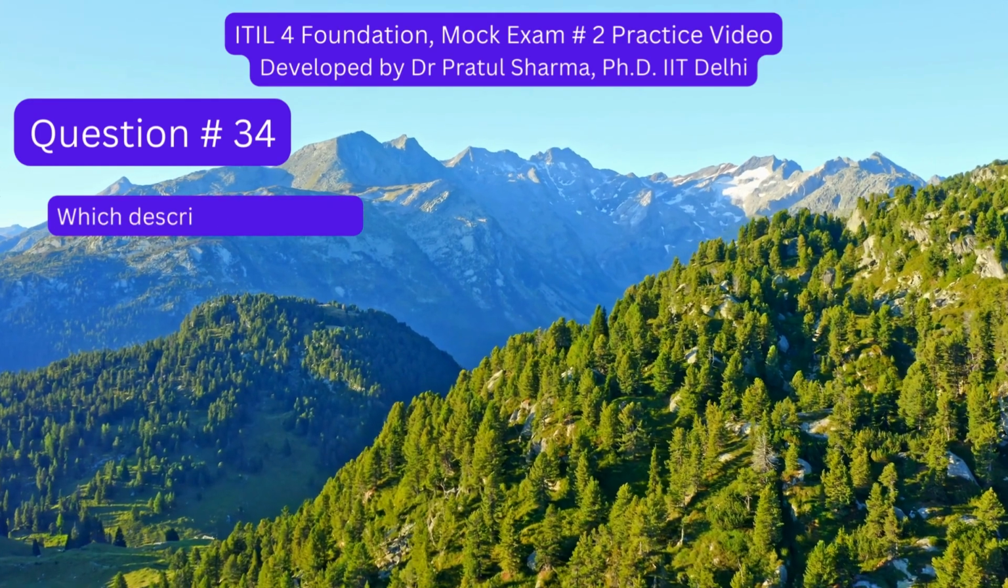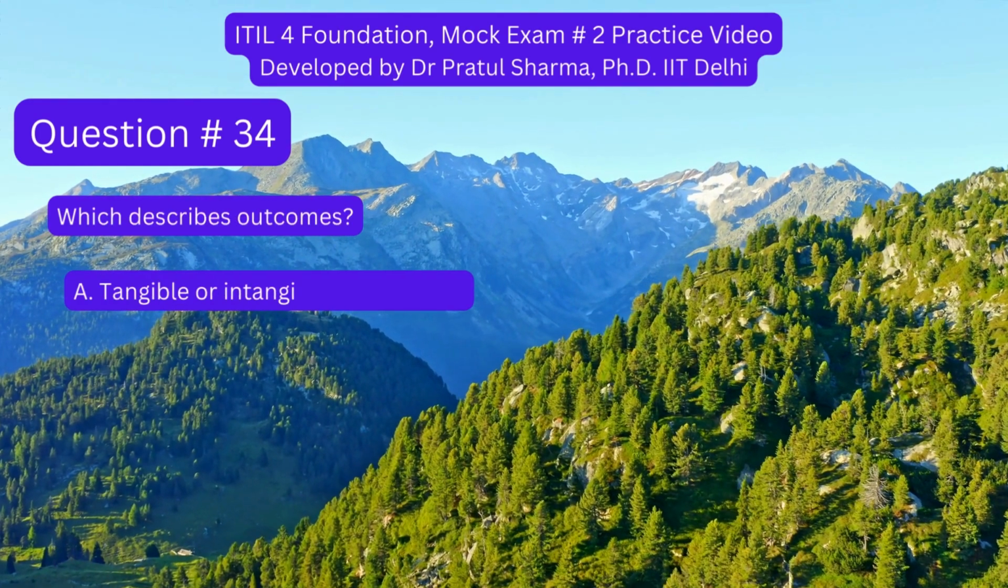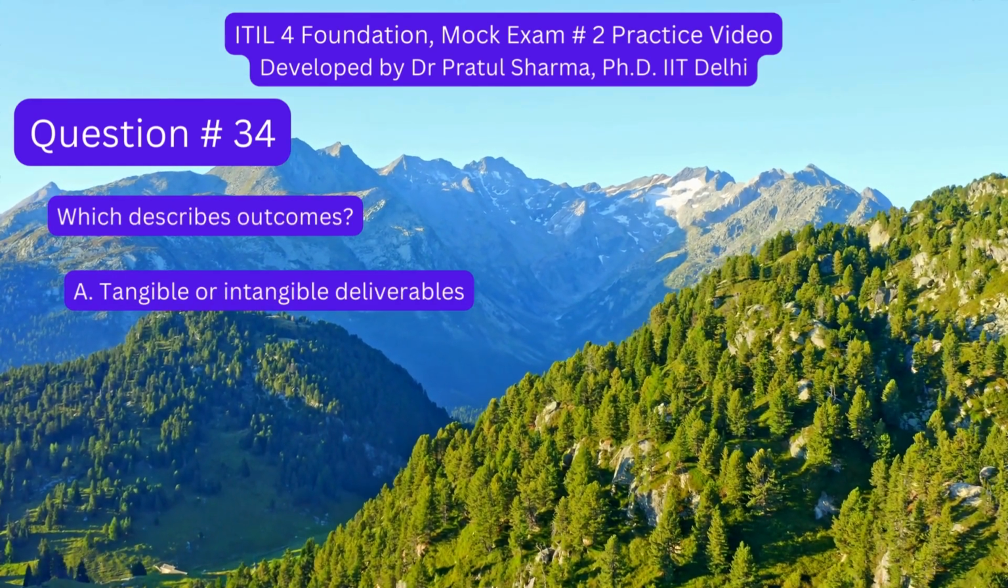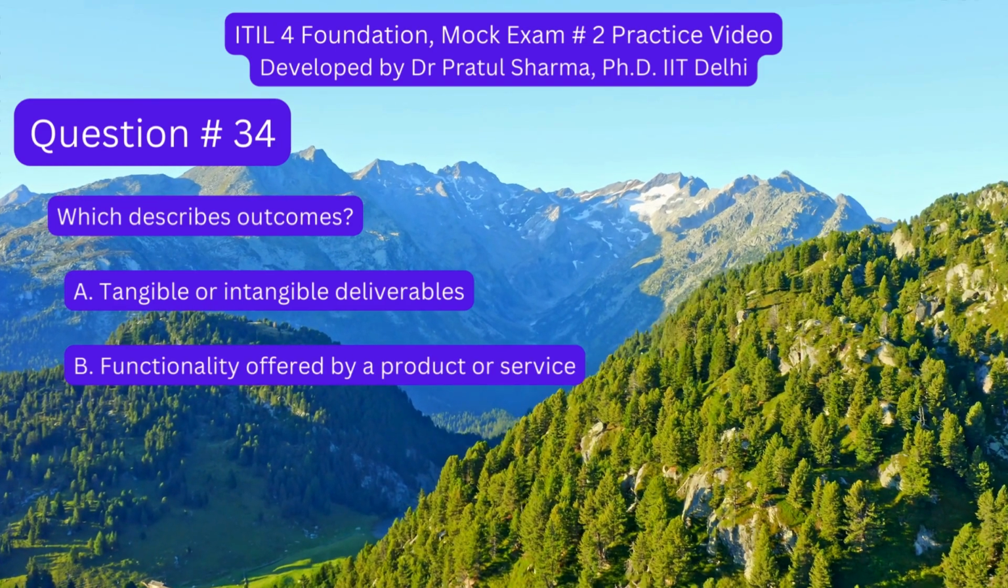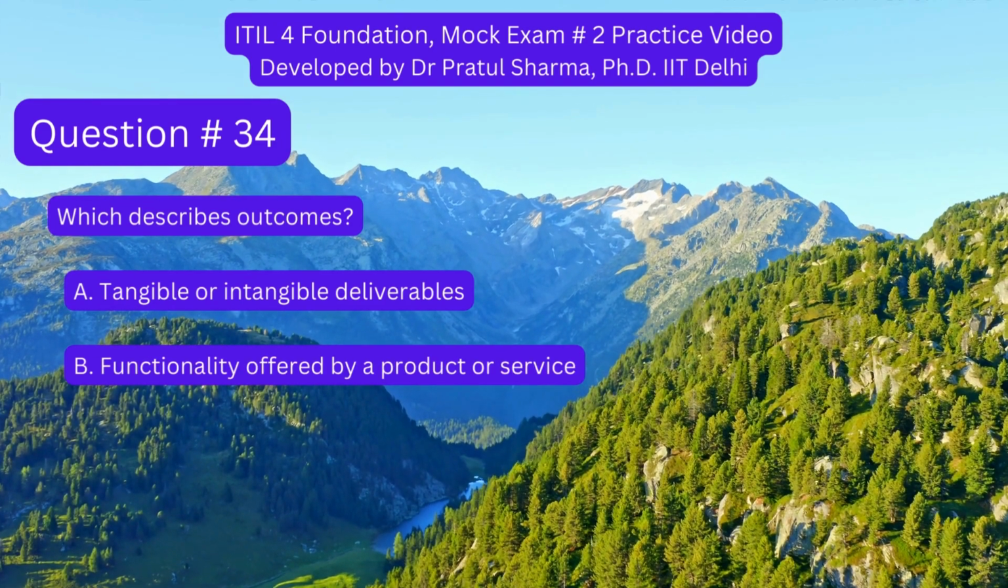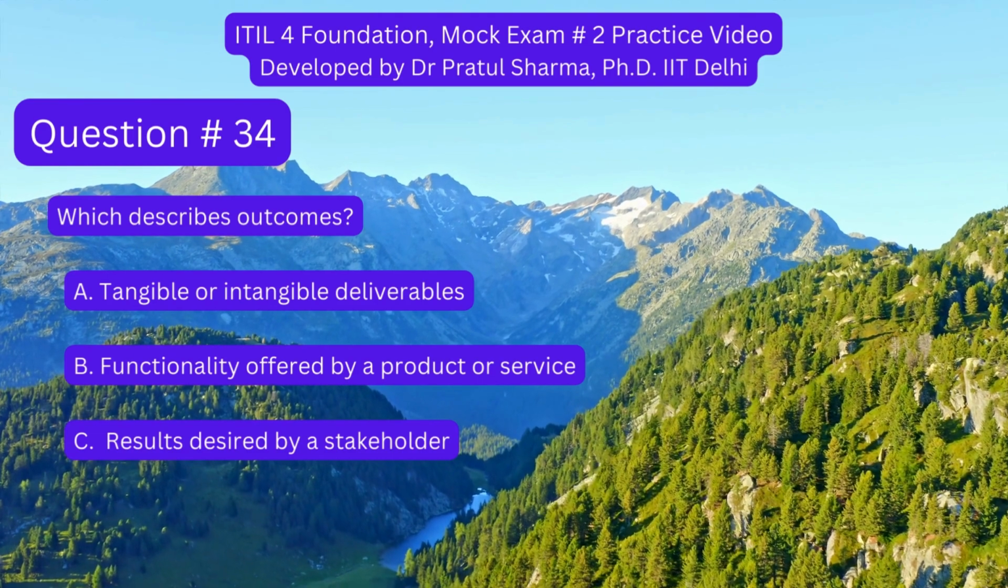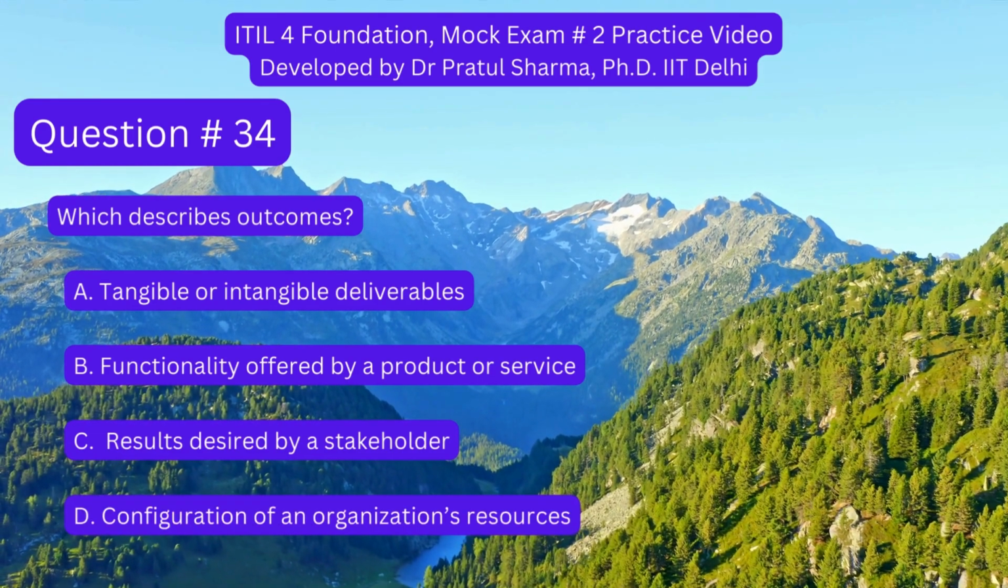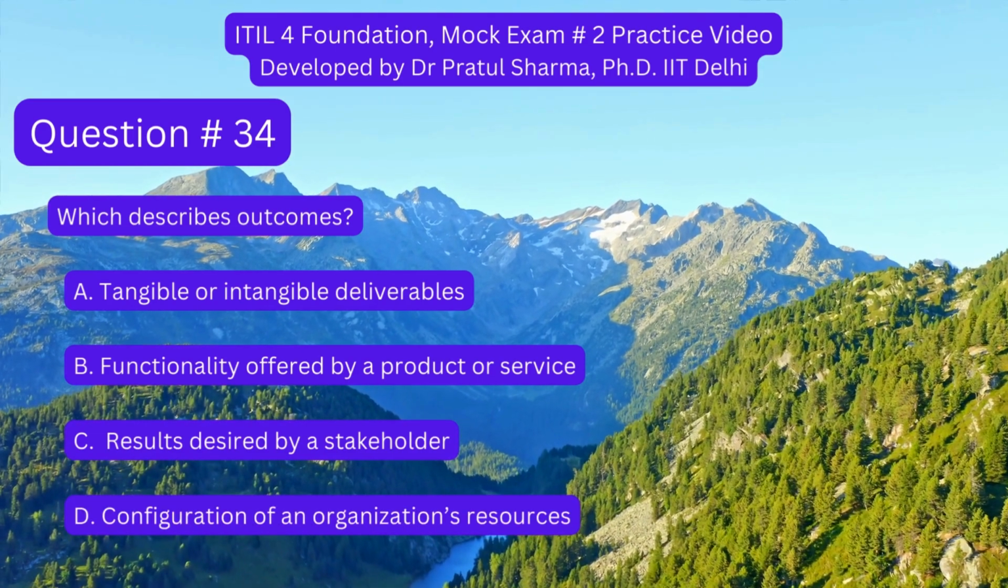Which describes outcomes? A. Tangible or intangible deliverables. B. Functionality offered by a product or service. C. Results desired by a stakeholder. D. Configuration of an organization's resources.